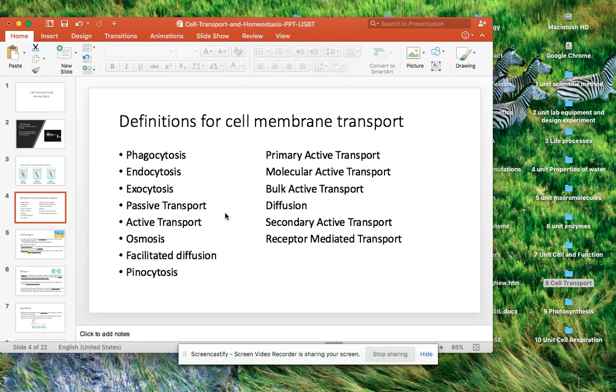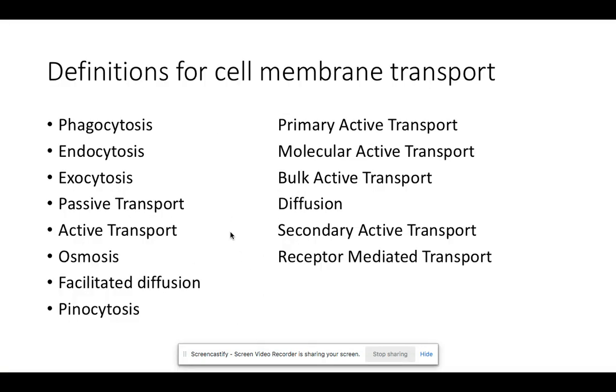Okay, so we're going to be talking about cell membranes and how they let certain substances in and out. If all these vocabulary words seem difficult, they can be a little challenging. We're going to break them apart in this PowerPoint.